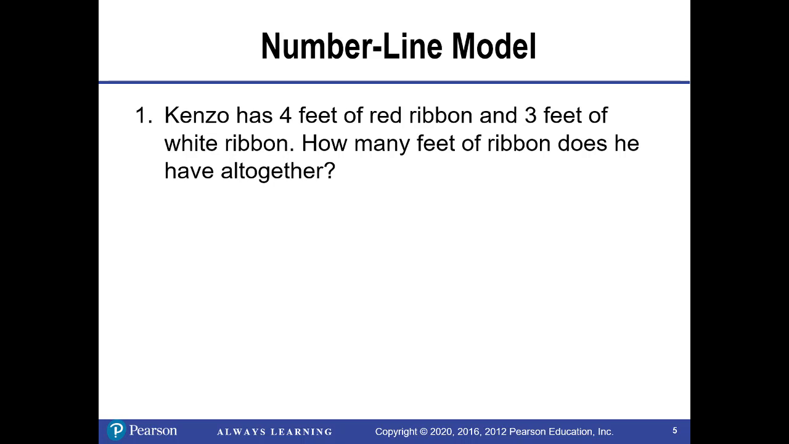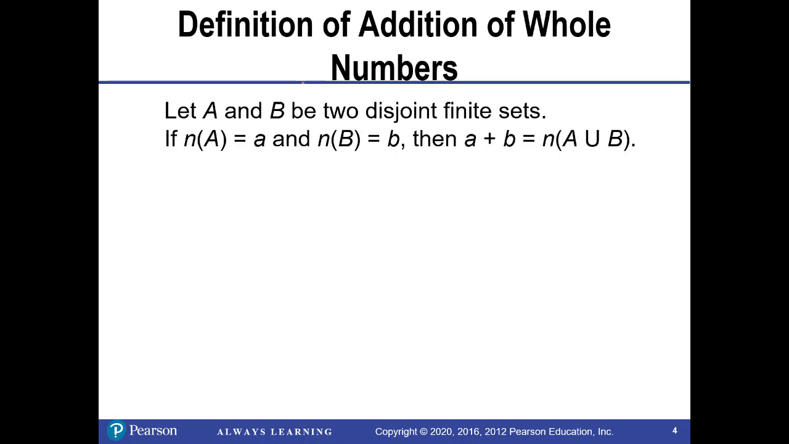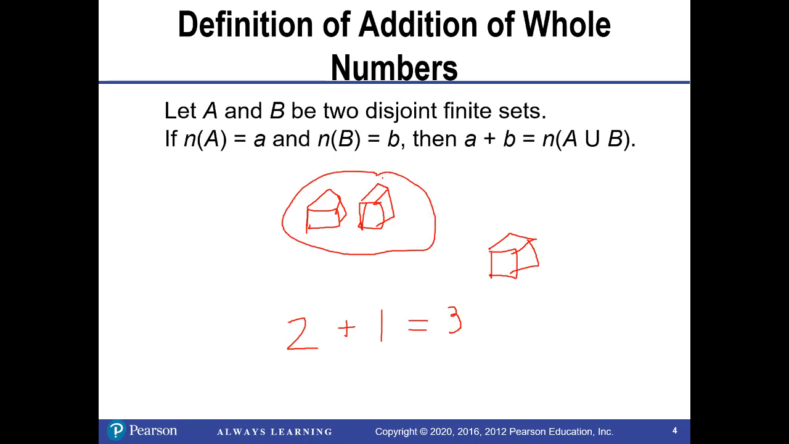Let me go back here a second. This set theory model, even though we don't use set theory, is how we often tie addition to real world objects, whatever they may be. If you have 2 Unifix cubes and you are given 1 more, how many Unifix cubes do you have altogether? And we eventually learn to write that as our number sentence 2 plus 1 and to find the sum. But what we're working with there is a set model of disjoint finite sets. In other words, there's a countable number of things.